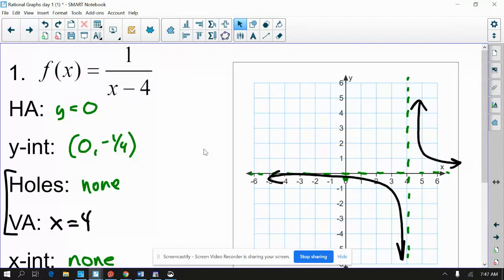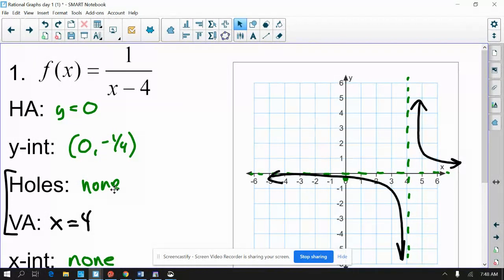This is the problem that we investigated first, and it's all worked out for us. We're given this, and the horizontal asymptote is y equals 0, because the degree of the top is 0, there's no x's. The degree of the bottom is 1, so if the degree of the bottom is ever bigger, it's just y equals 0. And I graph a little horizontal asymptote, y equals 0. A y-intercept, plug in 0 for x. If I plug in 0 for x, I get negative 1/4. So that's an ordered pair, and I plot that right there. That helps me understand where the graph is.